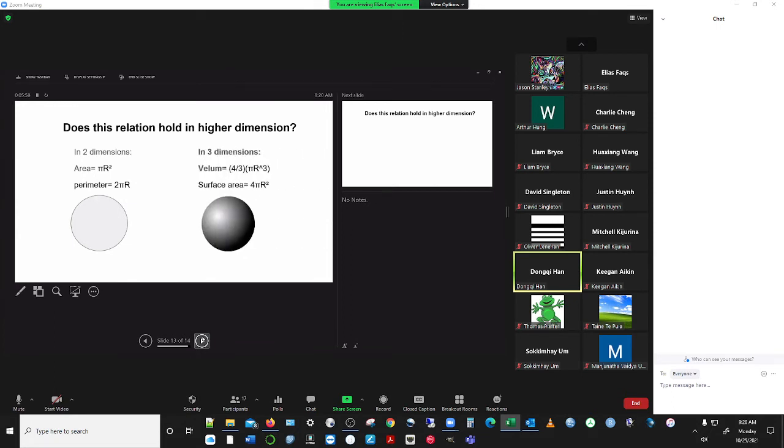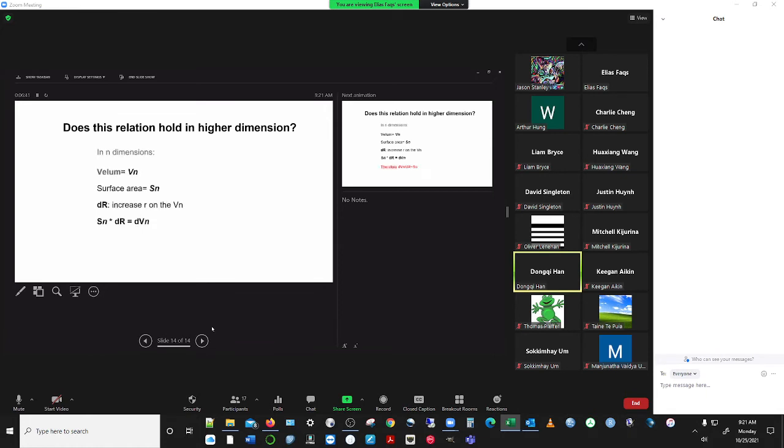Hi. So does this relationship hold in higher dimensions? First, we think about two dimensions. The area of the circle, which is the volume of the sphere in 2D, is pi r squared. If we differentiate, we get 2 pi r, which is the perimeter. So the relationship holds in 2D. In 3D, we proved it in the last question, and it holds. So if we go to n dimensions, next page.